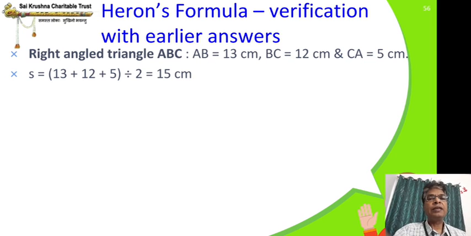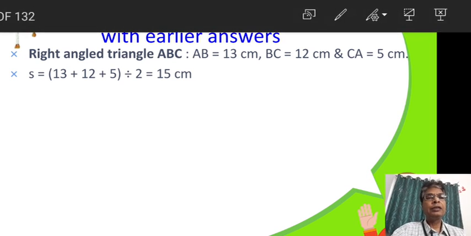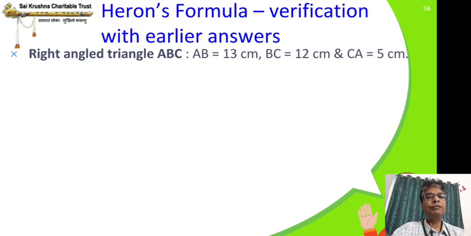All the three sides are given. So, I am finding s equal to 13 plus 12 plus 5 divided by 2. 30 by 2 is 15 centimeters. So, note you have to mention the unit here, centimeter. It's very important.